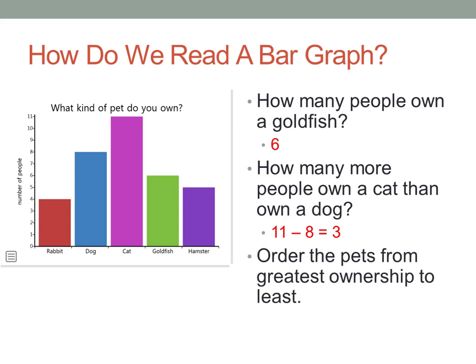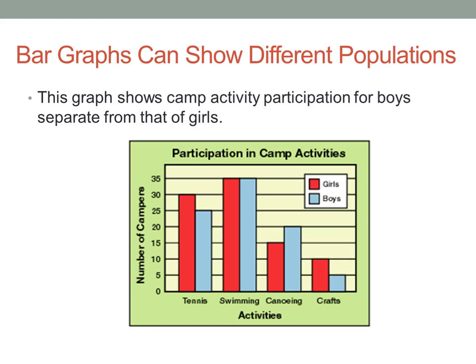Now, let's order the pets from greatest ownership to least. So we're going to start with the highest bar. The highest bar is cat. What's the next highest bar? So that would be dog. And then we get goldfish, hamster, and then rabbit would be last. So that would be our order from greatest ownership by pet to least. So those are some ways that we can read a bar graph.